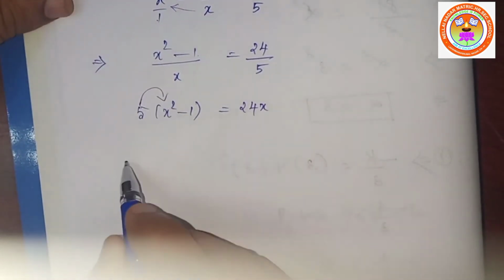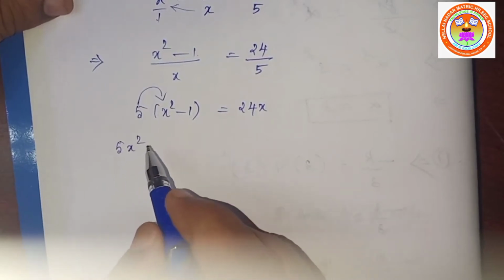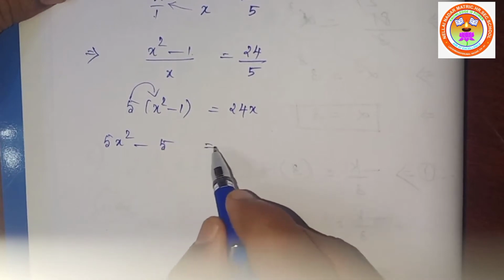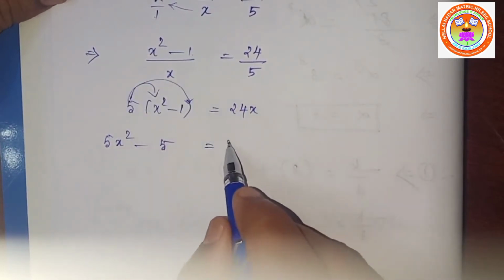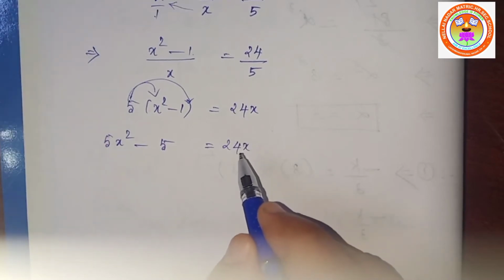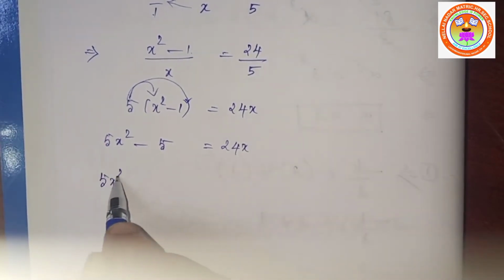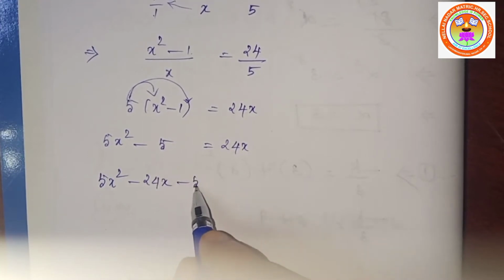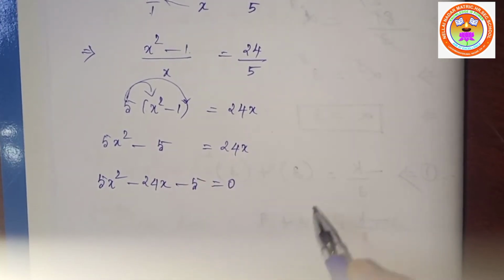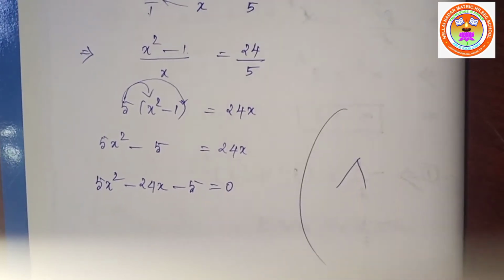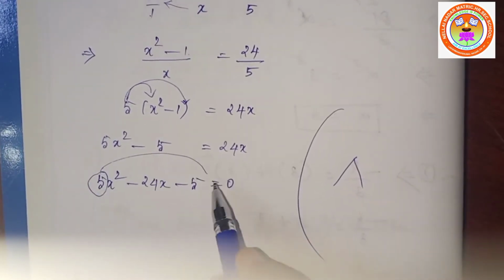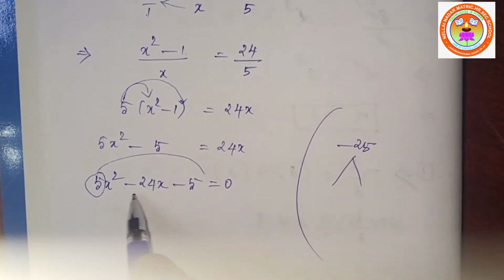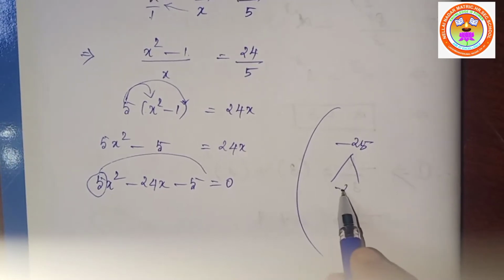Then the usual multiplication: 5 into x, 5x squared, minus 5 ones are 5, equal to 24x. The 24x comes to the left hand side: 5x squared minus 24x minus 5 is equal to 0. Now we have to factorize. Here we have 5 into minus 5, that is minus 25, and the coefficient of x is minus 24.